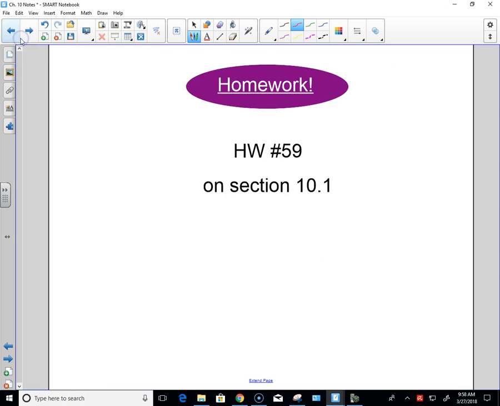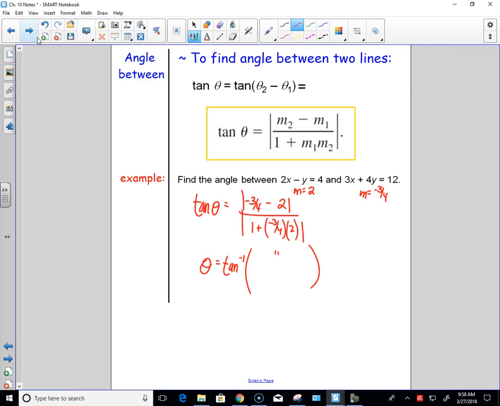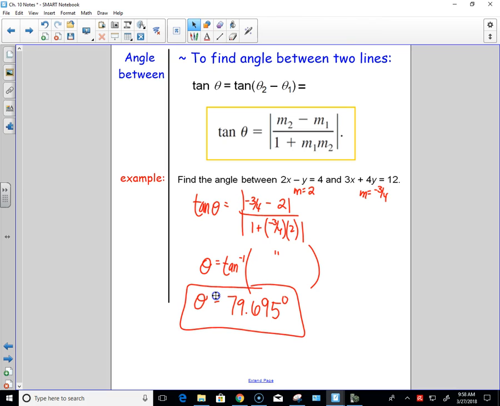We're done. Oops, 79.695. Go team. We did it right, but the formula seems a lot easier, right? So I'm going to go ahead and just write that. Theta equals 79.695. That way you guys know that it matched up with what we had solved the long way on the page before.